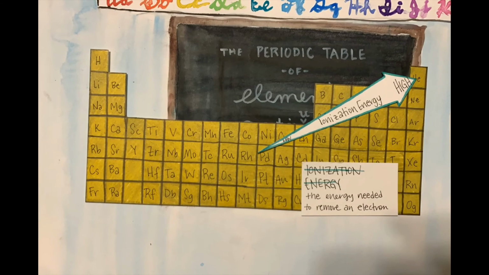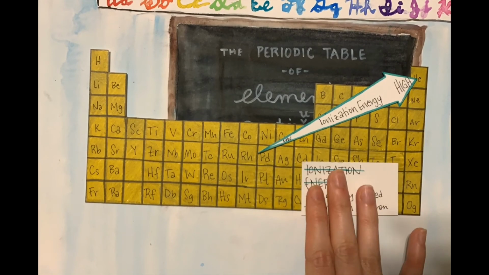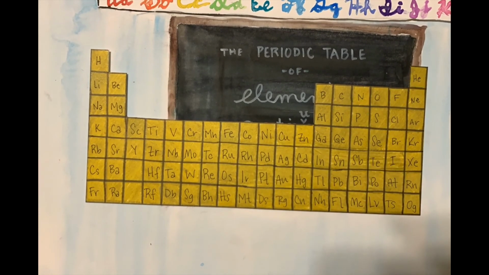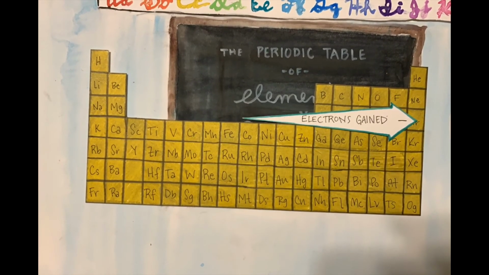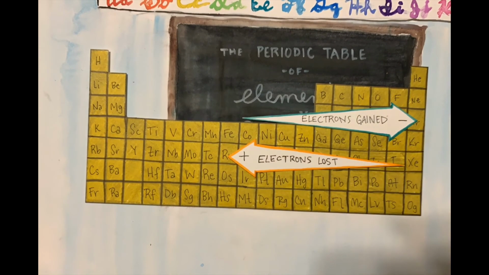So we have higher ionization energy up in the upper right-hand corner and lower ionization energy in the lower left-hand corner of the periodic table of elements. The element with the highest ionization energy is helium. It is the hardest atom to pull electrons off of. So what do these trends actually mean for us?